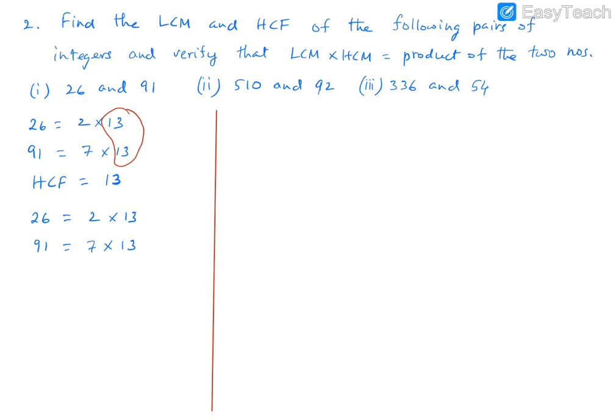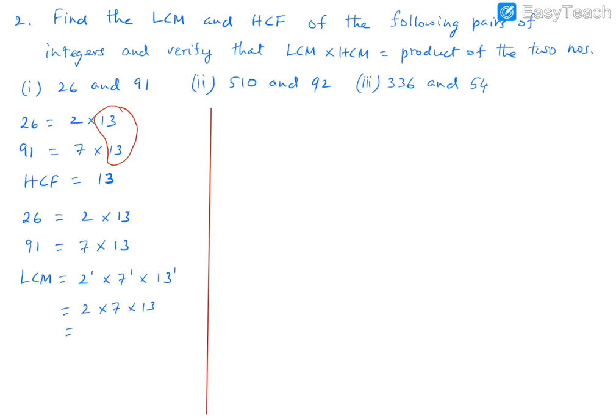Okay, so the LCM is going to be 2 power 1 into 7 power 1 into 13 power 1, which is basically 2 into 7 into 13, and that gives us 196, I believe. Okay, so it's actually 182. My apologies, it's 182. So the LCM is 182, and we can verify that the HCF multiplied with the LCM is equal to the product of the numbers.